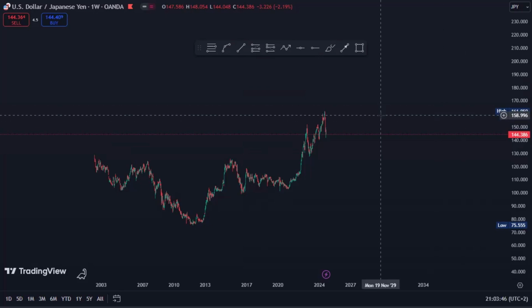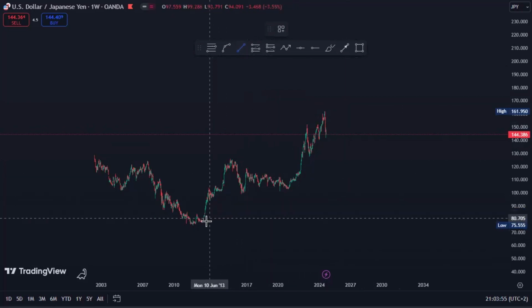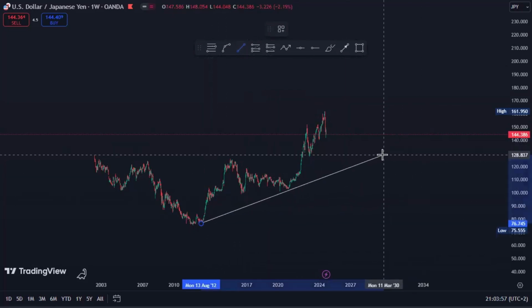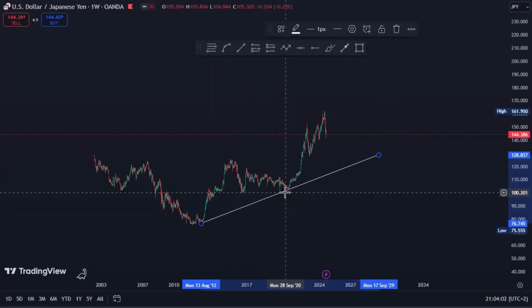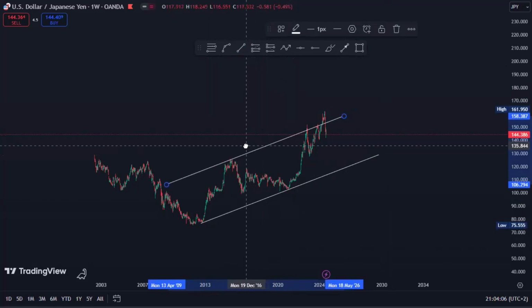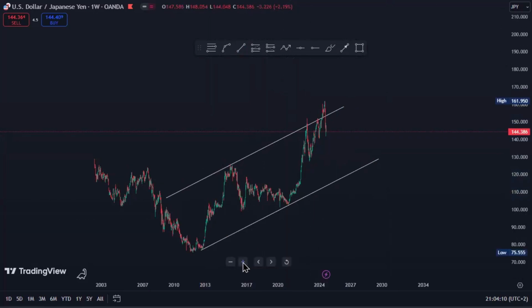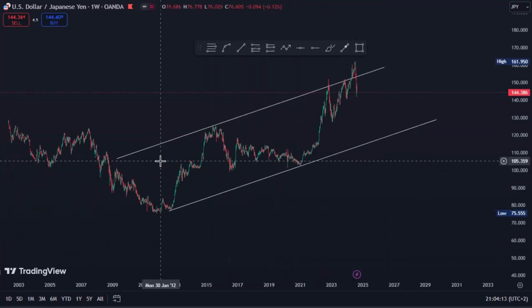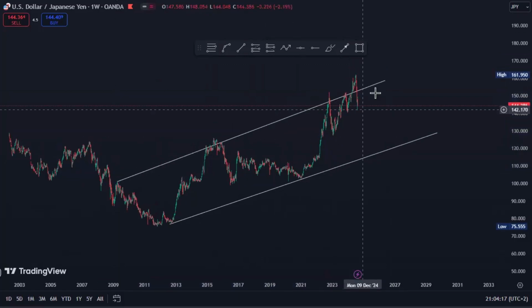So today we're checking USDJPY. Let's go straight into it. We can clearly see the overall market is in an uptrend, as we're going to identify here. And then it's inside this channel. I'm just going to put it here, at the right point.